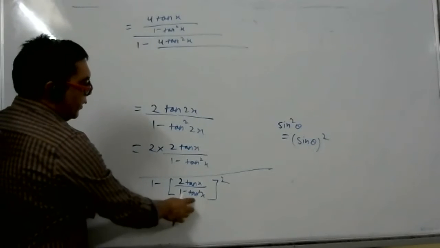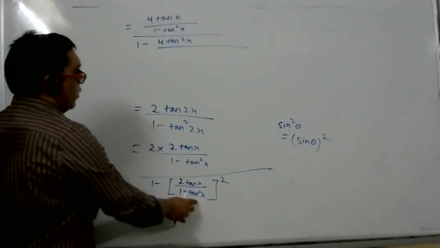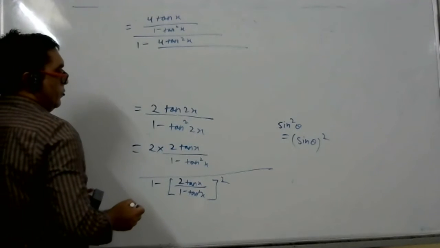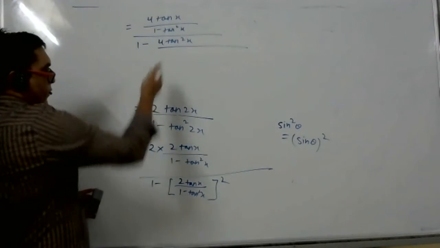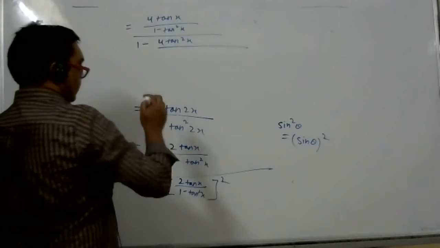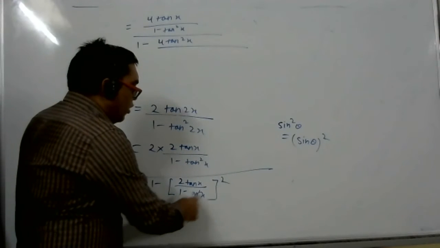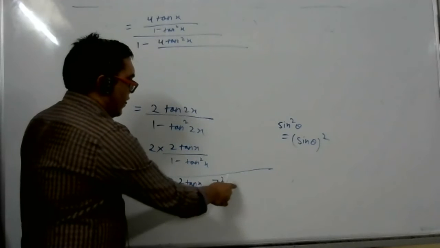This is a minus b whole square, na, student? Yes, sir. A minus b whole square. Tell me, what is a minus b whole square? No, student. Not a square minus b square. It is a minus b whole square, na, student. A minus b whole square.